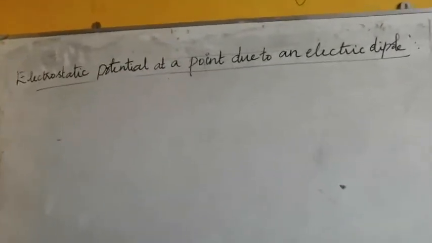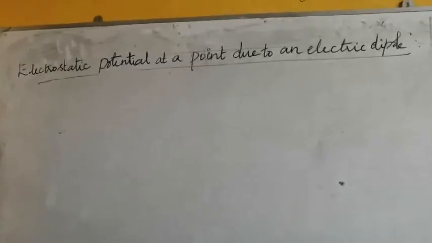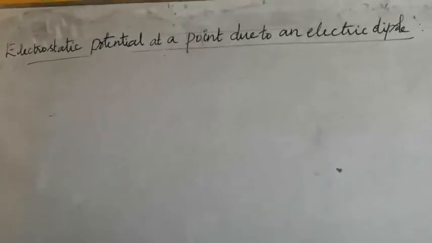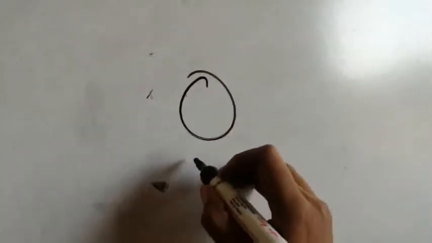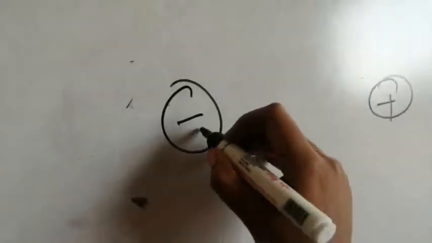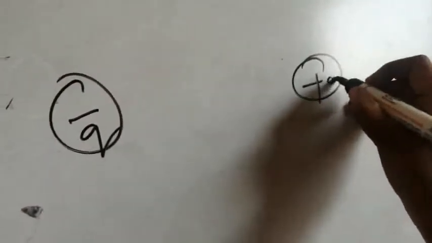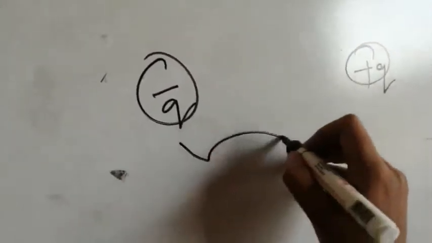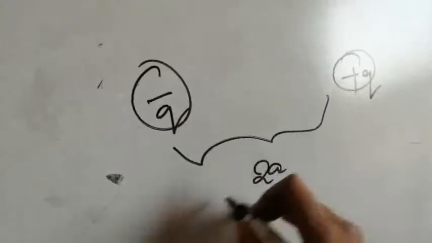Today's topic is electrostatic potential at a point due to an electric dipole. So what is an electric dipole? An electric dipole is two equal and opposite charges. So the minus charge and plus charge are both equal. So it is minus Q and plus Q, kept at a distance 2a, which is called a dipole.